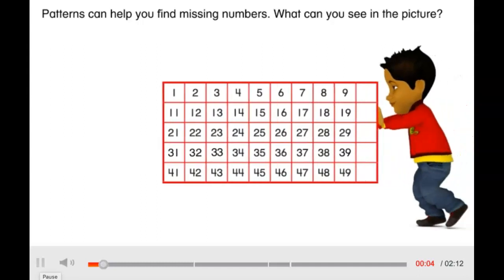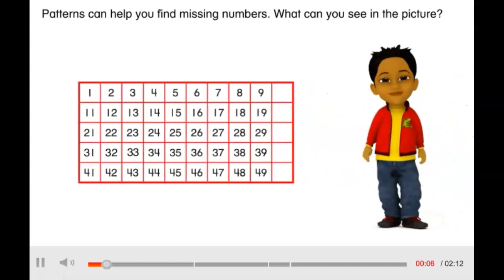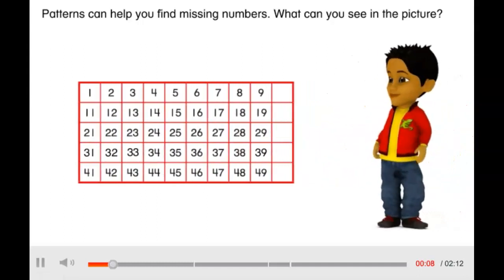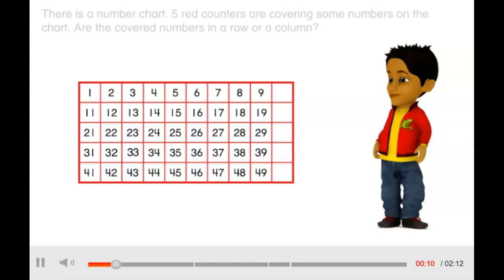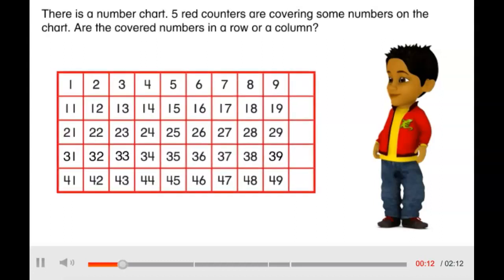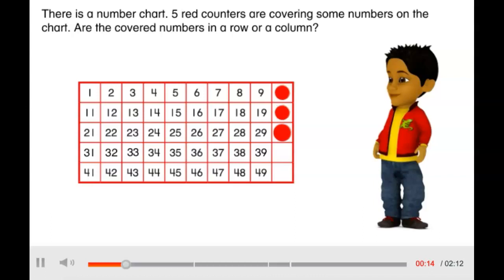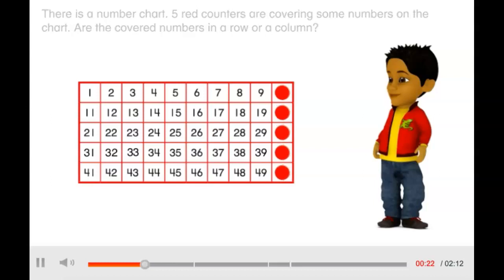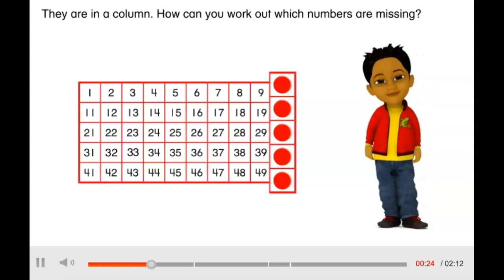Patterns can help you find missing numbers. What can you see in the picture? There is a number chart. 5 red counters are covering some numbers on the chart. Are the covered numbers in a row or a column? They are in a column.